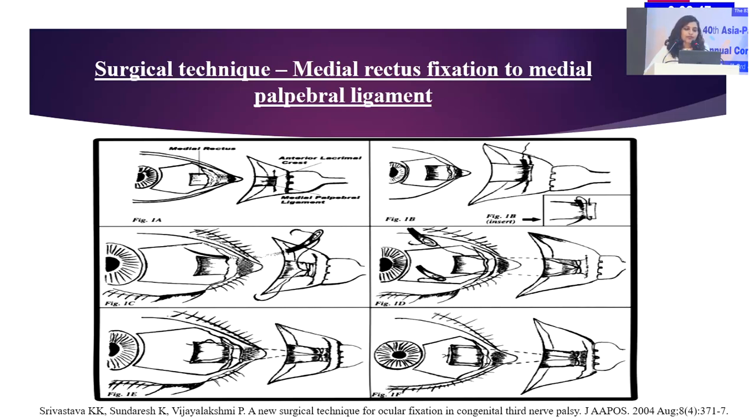So after identifying the medial rectus and the insertion of the medial palpebral ligament, we secured the insertion of the medial palpebral ligament with its periosteum with 5-0 polyester suture.